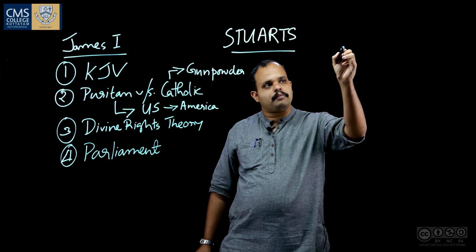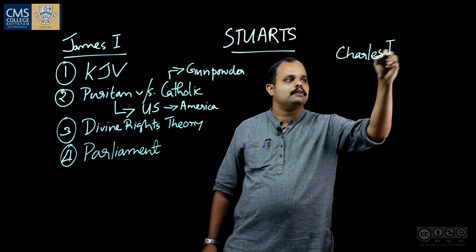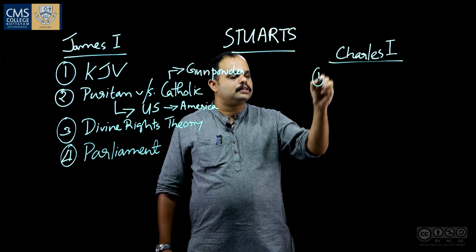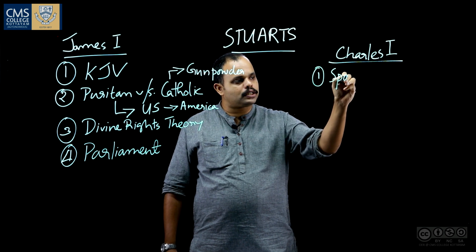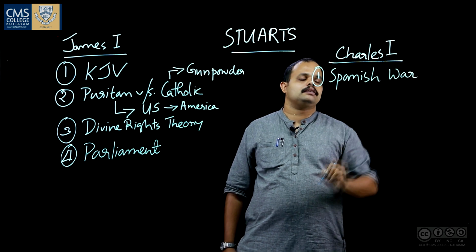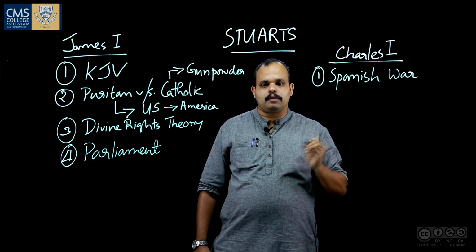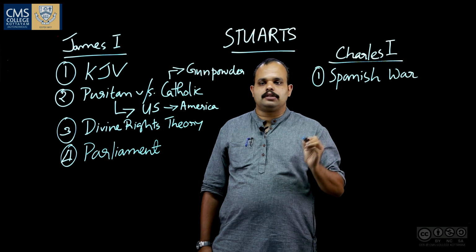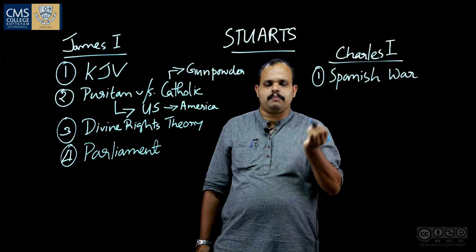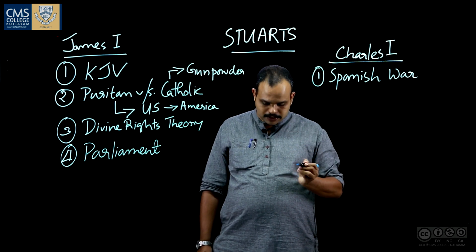Now, the second major monarch of the time, Charles the First. The major problem that happened here was the Spanish War, or some critics or theoreticians call it the Continental War. It was called the Continental War because England wanted to be a supreme power, and in its urge to be a supreme power in the days of colonialism, it started warring amongst other colonial powers.